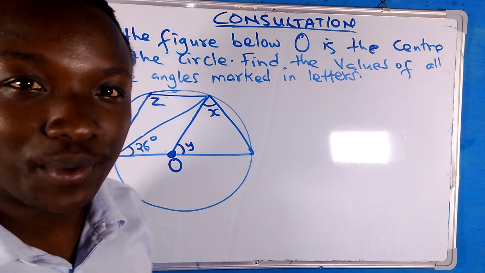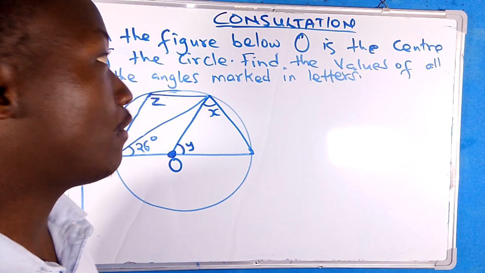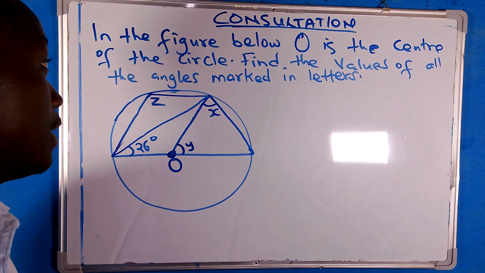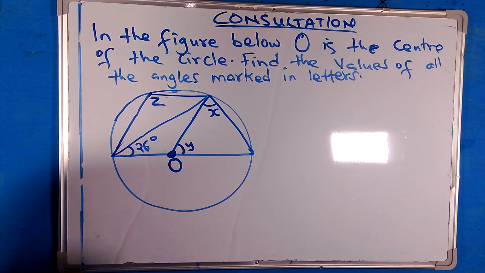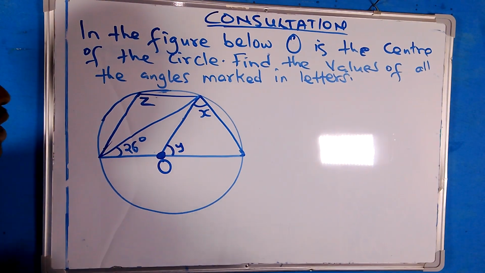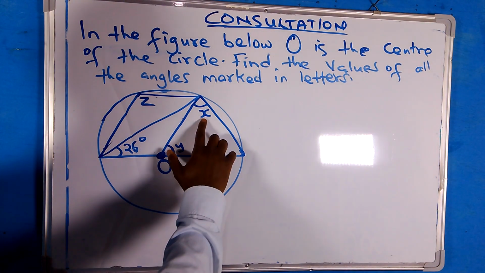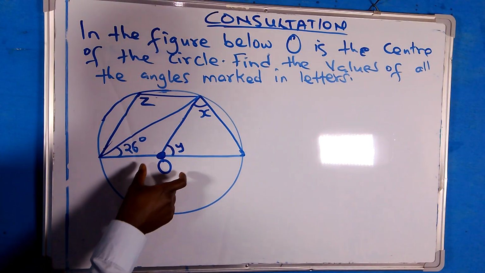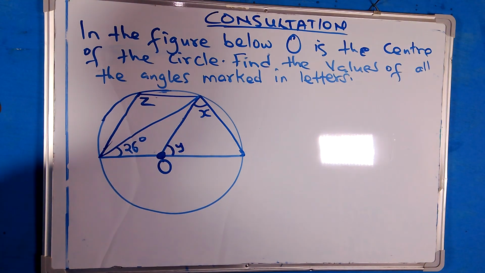There is a question here which I've just received as we are speaking, as a consultation from one of my students, and I want us to answer this question together. In the figure below, O is the center of the circle. Find the values of all the angles marked in letters. We have letter X, letter Y, and letter Z. So O being the center of the circle, we are supposed to determine the three angles.